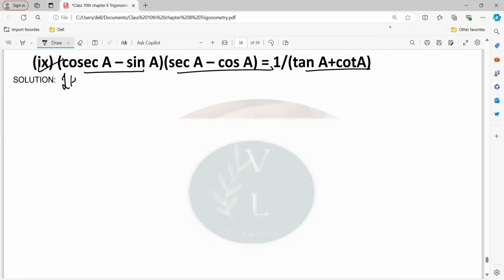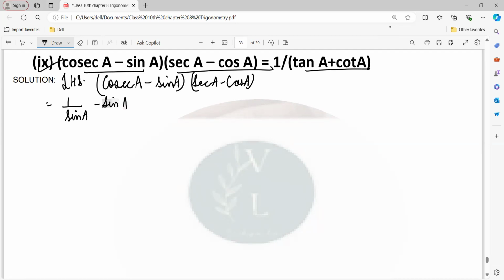So let's write the left hand side, which is (cosecant A minus sin A) into (secant A minus cos A). Now cosecant is equal to 1 upon sine, so we'll write 1 upon sine, and secant is equal to 1 upon cos. So we have substituted the values of cosecant and secant in terms of sine and cos.